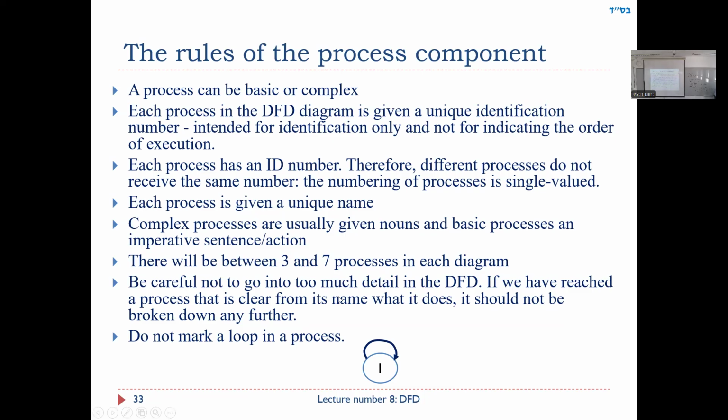Be careful not to go into too much detail in the DFD. If we have reached a process that is clear from its name what it does, then don't break it down any further. Do not mark a loop in a process like that. In other words, don't show the process recalculating. Let's say the process, in order to compute some number, has to loop, you don't say that information flows from the process to itself.